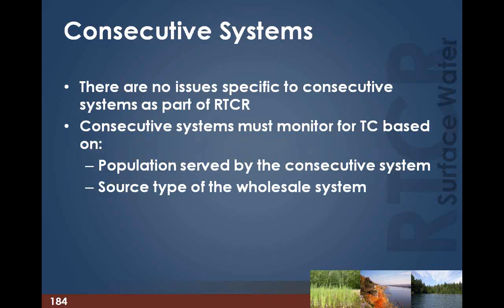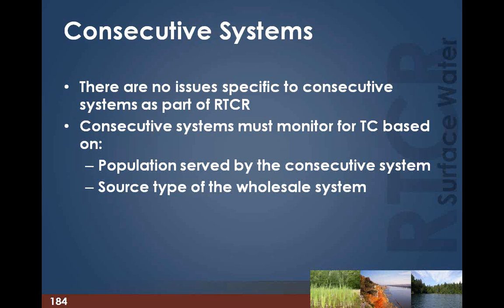Consecutive systems. There's nothing specific in the revised total coliform rule that's different or unique in terms of how it is applied to consecutive systems. Consecutive systems must monitor for total coliform based on the population served by the consecutive system. This is something these consecutive systems should know and have worked out with the state by now. In addition, the source type of the wholesale system matters. If the wholesale system is a subpart H system, i.e. a surface water system, a groundwater under the direct influence of surface water system, or a blended system, that source type would then be what is applicable for all systems that are downstream.